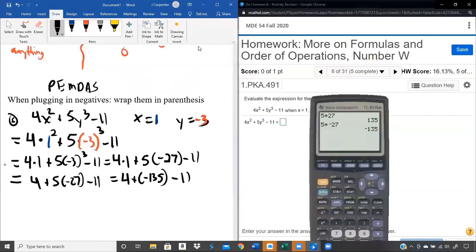Looks good. That's a 4. That was our negative 27. That's our negative 135. Minus 11. No typos. No mistakes. Good.